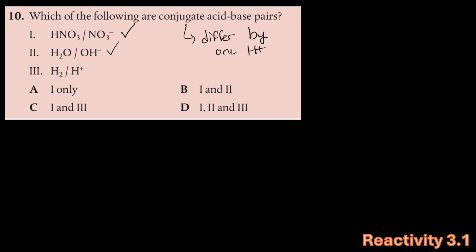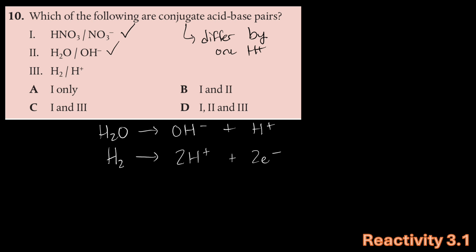And I'm just going to write out the equation just so you understand what I'm saying. So comparing 2 and 3, with water becoming hydroxide, the only difference between the two is that 1 proton. But in order for hydrogen to become H+, it actually becomes 2 H+ ions, and then you have your 2 electrons left over. So this would not be a conjugate acid-base pair because it doesn't differ by 1 proton. It's actually a redox reaction.